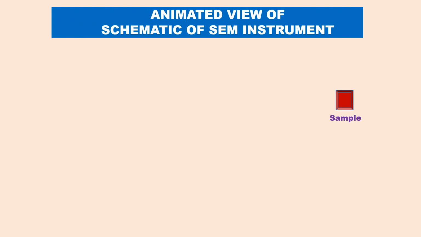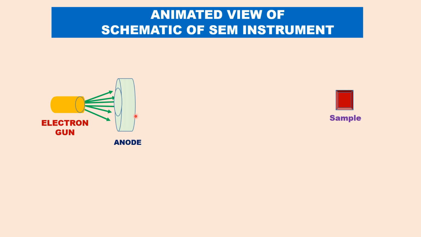Now let us see the animation of the SEM instrument. As you see, it consists of an electron gun, which is the source of the electron beam, and it falls on an anode plate with an aperture hole at the center. The electron beam passes through this hole. The anode is positively charged, and the electron beams are accelerated towards the sample by using it.